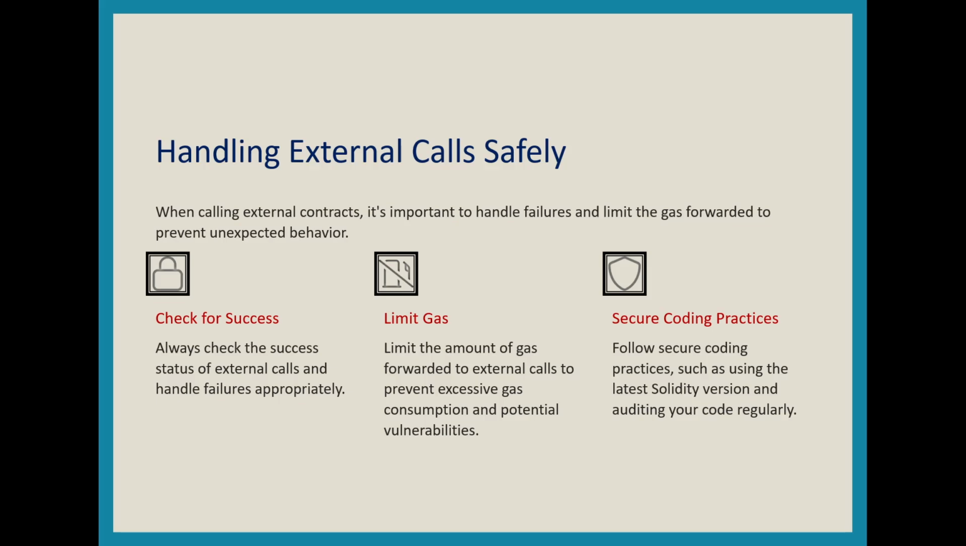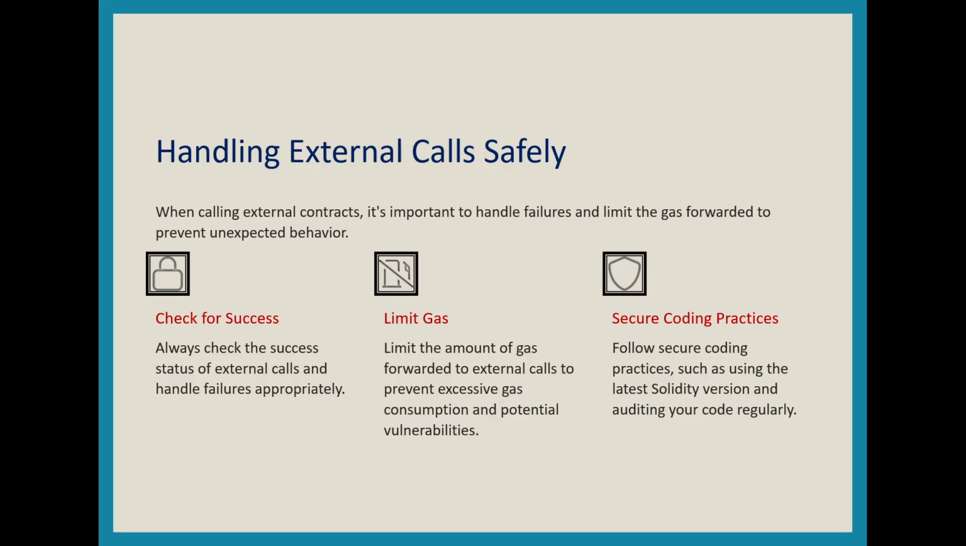Okay, let's go through the next one. Handling external calls safely. So these are your basic guidelines you have to follow with external calls, right? While calling external contracts, it's important to handle failures and limit the gas forwarded to prevent unexpected behavior. Check for success. Always check the success status of external calls and handle failures appropriately. For example, if you're sending a letter to someone, make sure it's delivered, right? You have to check the success status of these external calls. And if it's not delivered, if there's a failure, you have to handle it appropriately.